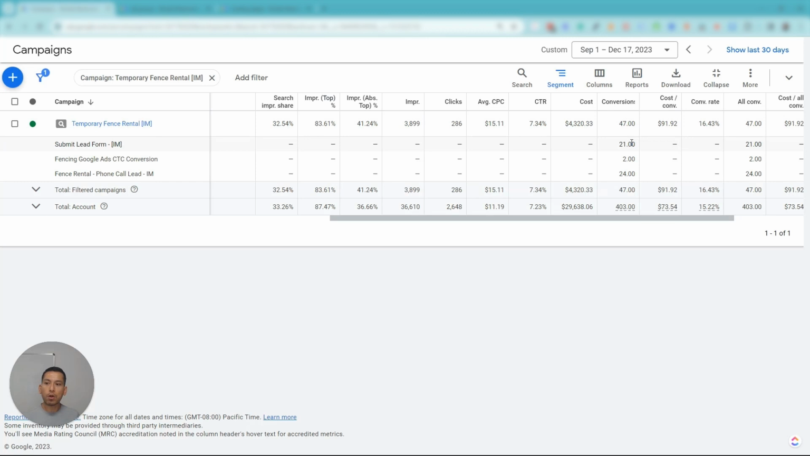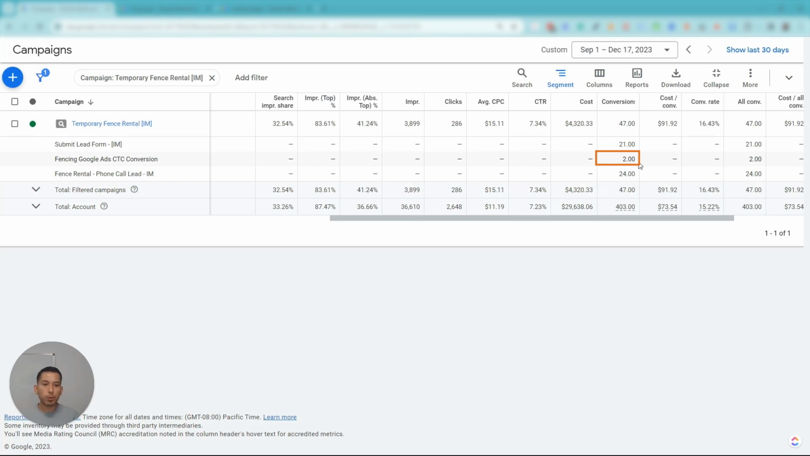And in addition to that, we're also tracking form leads. So let's break this down. Right here in this row, you can see out of the 47 conversions, 21 of them were form leads. And then this number 2 and this number 24 are both phone calls. Number 2 here are click to call conversions.